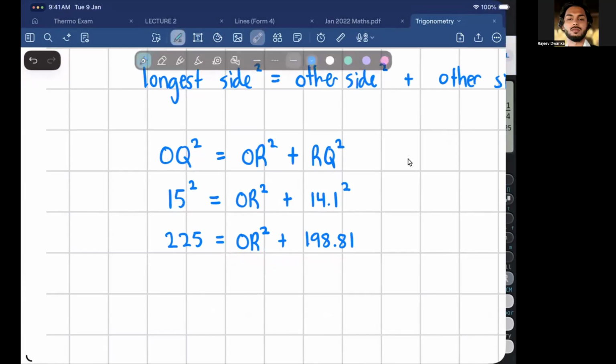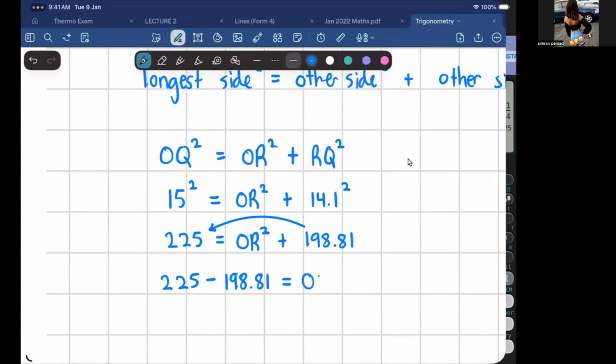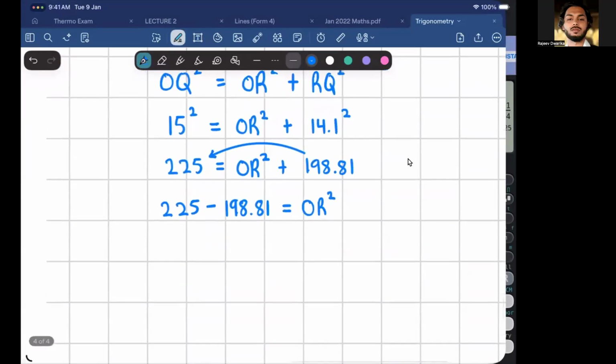What are we doing over there, right? So we're going to take it and move it across. If I take 198.81 and move it across, that's going to turn to what now? Minus. Right? So I'm going to write 225 minus 198.81, and that's going to be equal to OR squared. Right? What is 225 minus 198.81? 26.19.